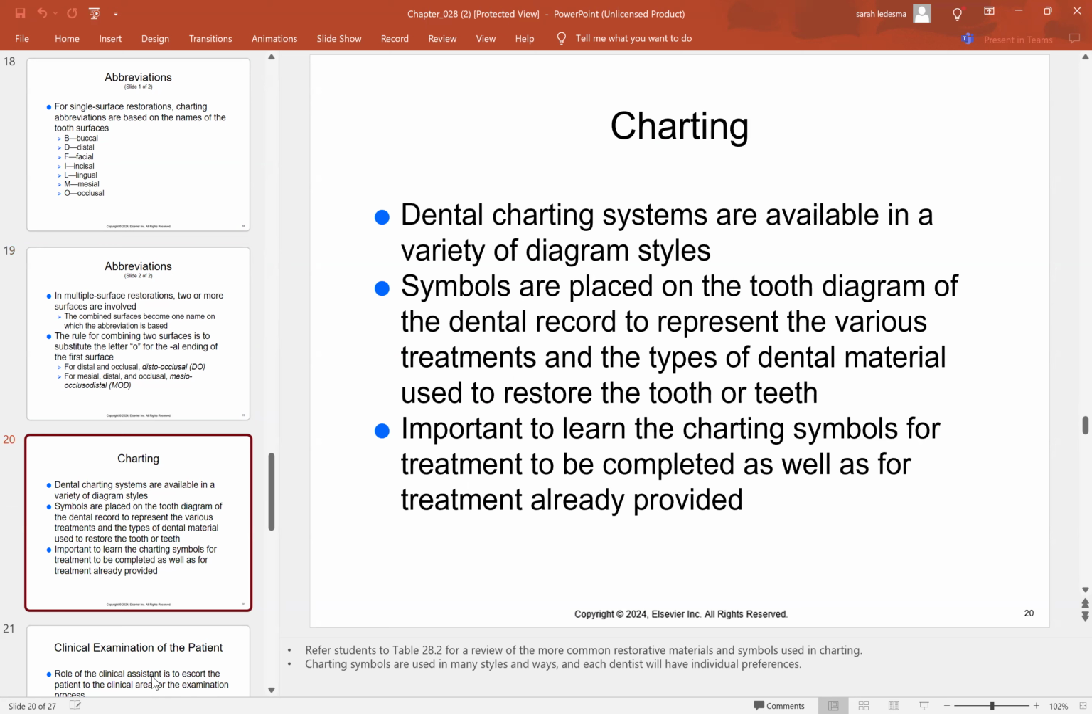Dental charting systems are available in a variety of diagram styles. Symbols are placed in the tooth diagram of the dental record to represent the various treatments and the types of dental material used to restore the tooth or teeth. It is important to learn the charting symbols for treatment to be completed as well as treatment already provided.